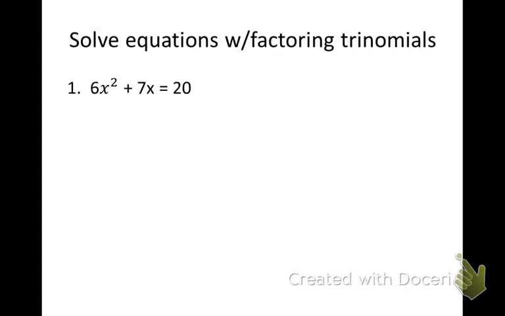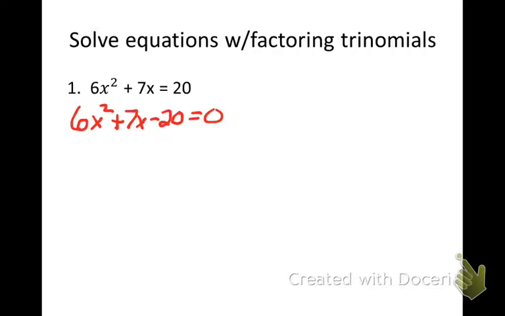So we're going to continue with factoring trinomials, but we're going to add to that solving equations. So for the zero product property work, remember we have to set it equal to 0. So my first step here would be to subtract 20 from each side. Get 6x squared plus 7x minus 20 equals 0. So now we just want to factor it.